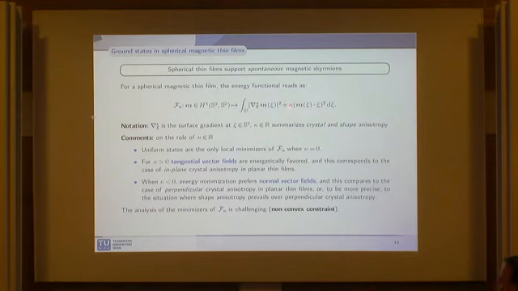crystal anisotropy. Meaning that just the magnetostatic self-energy will give you some constant here which is positive. But if you allow this constant also to be negative, this takes into account also the crystal structure of your thin film. Of course, uniform states are the only local, also global minimizers when kappa is equal to 0. When kappa is greater than 0, tangential vector fields are energetically favored. And when kappa is less than 0, energy minimization prefers normal vector fields. This is the first thing that one immediately sees from the expression of this function.